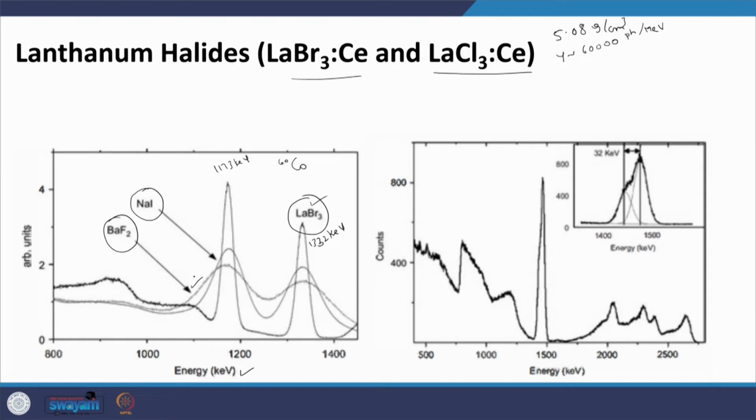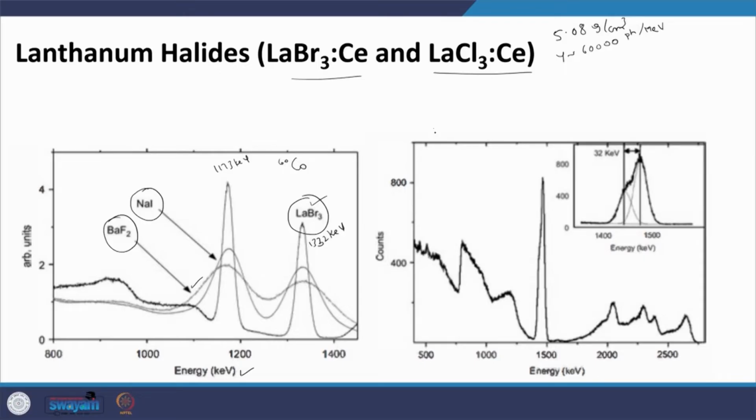The advantage of barium fluoride is basically that it has a high density. So, its efficiency is higher than sodium iodide, but resolution is very poor. So, depending on the application, the choice of scintillation detector comes into the picture. Okay? And this diagram shows the internal radioactivity of lanthanum bromide.